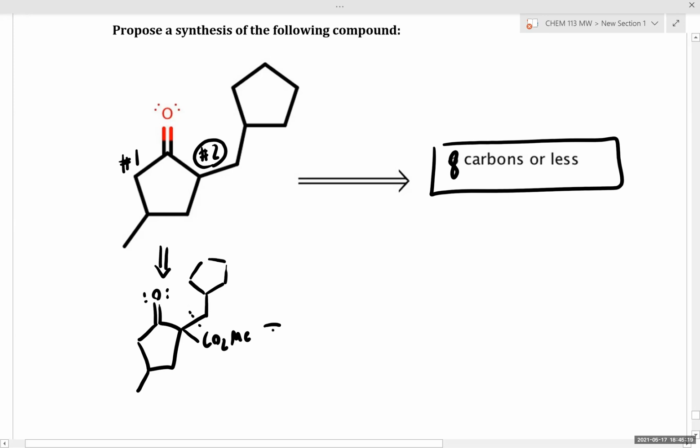We're then going to break this carbon-carbon bond. And that gets us back to a beta ketoester. One thing that I would like you to note, just be careful counting your carbons because the ethyl ester has too many carbons. In this case, the methyl ester, 1, 2, 3, 4, 5, 6, 7, 8, 1, 2, 3, 4, 5, 6, 7. Ethyl ester would also work in this case.